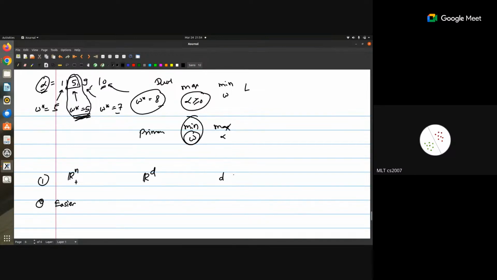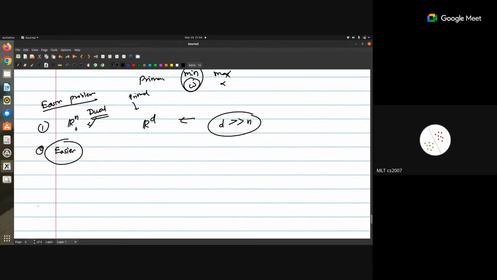When d is much larger than n, this is the easier problem to solve. Which one? Dual is the easier one, right? Yes. This is the dual thing, and this is the primal thing, so dual will be the easier one. Another reason it is easier is that if the Lagrangian function is convex, definitely it will be the easier thing.